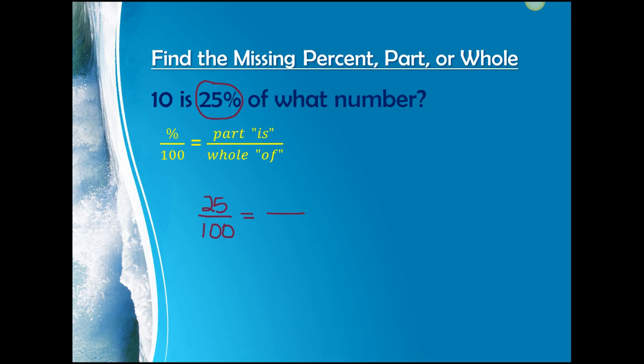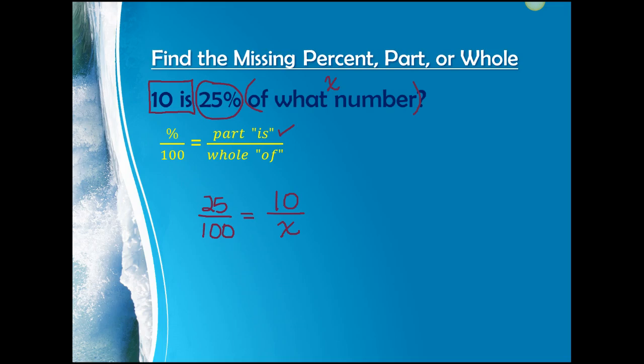Next I need to determine where the 10 goes and which piece is missing. It says 10 is, and that "is" indicates that will be the part. We're trying to find "of what number," and that is our missing piece. That means we're missing the whole. So we have percent over 100 equals the part over the missing whole. We want to know the total number.